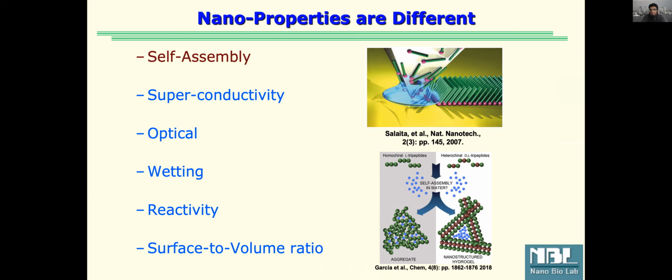So number one is self-assembly. Self-assembly is the concept that in nature, things would assemble together to minimize overall free energy. Here are a couple of examples. One is showing that if you have a very narrow tip, and if you have some chemical molecules riding on it, and if you write a line, those chemical molecules would line up together.